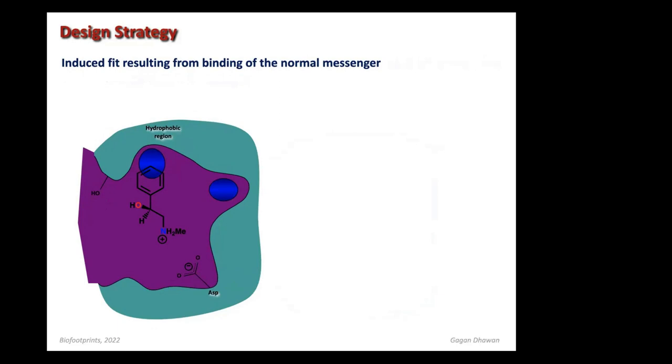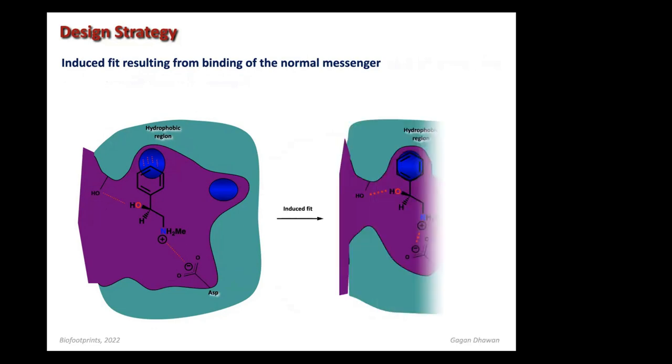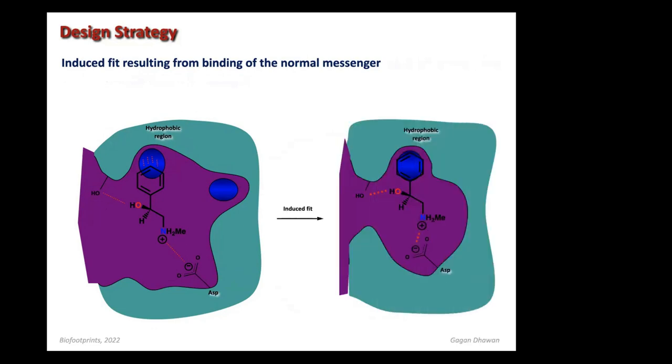So now look at this interaction. Your molecule is coming inside. The phenyl group is interacting with the hydrophobic region. The hydroxyl group is interacting with the hydroxyl of the serine to form a hydrogen bond, and the positively charged nitrogen is interacting with the aspartate carboxylate group. And this is giving you some change in your structure, this induced fit.